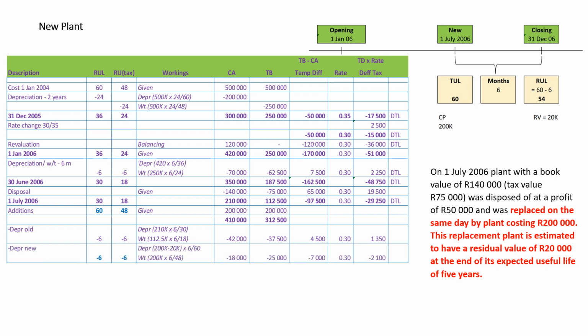Your depreciation on the new will be 200,000 being your cost, less your residual value of 20,000 multiplied by 6 months over your remaining useful life on the new, which is 60 months. And your wear and tear on the new will be 200,000 multiplied by 6 months used divided by your remaining useful tax life of 48 months. Thus, your carrying amount as at 31 December 06 is 350,000, tax base 250,000, and we have a deferred tax liability of 30,000.